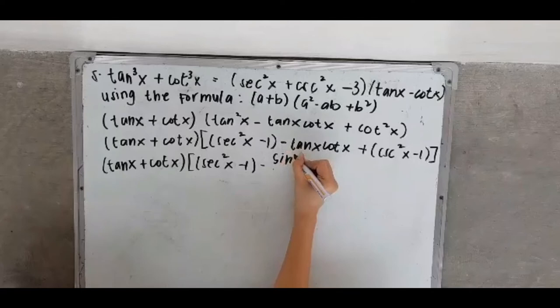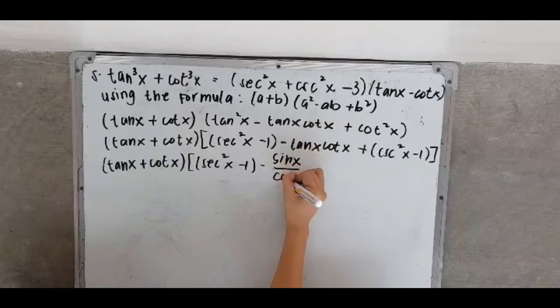Using the ratio identity in tangent x, we will get sine x over cosine x, and on cotangent x, we will get cosine x over sine x.